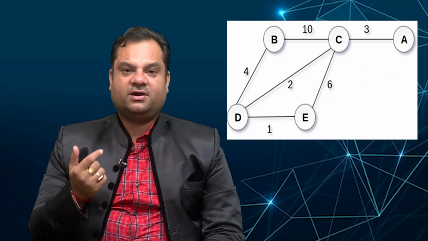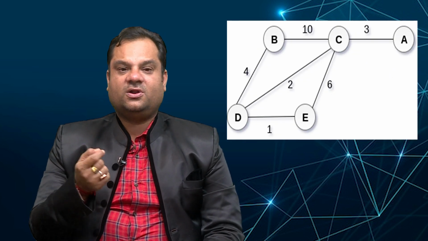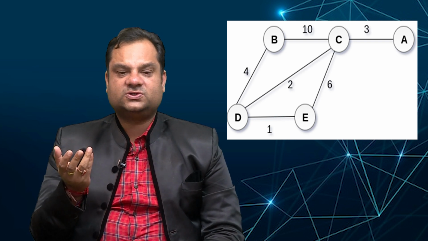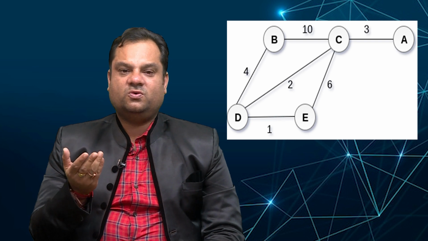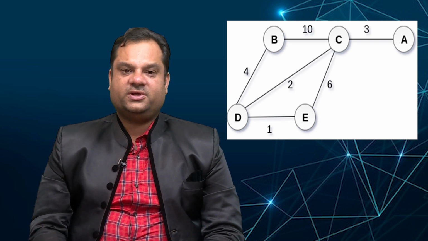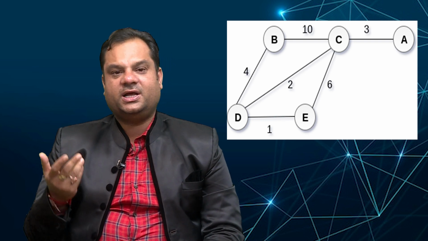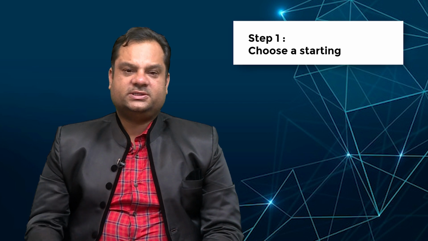We can understand the algorithm with this example. Say we have a graph with nodes A, B, C, D, E, and weights 3, 10, 4, 2, 1, 6. Now one by one we can start. You can start from any vertex. Suppose I take B as the source node. So choose a starting node, that is B.